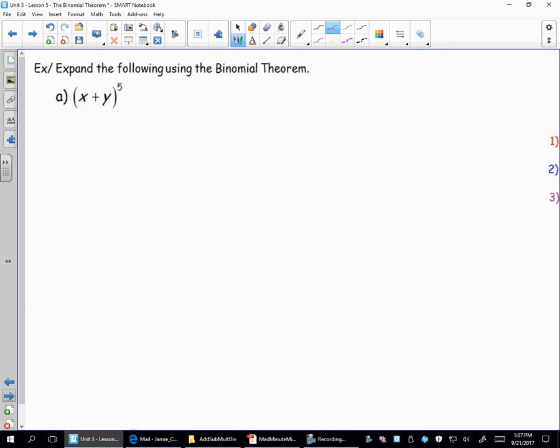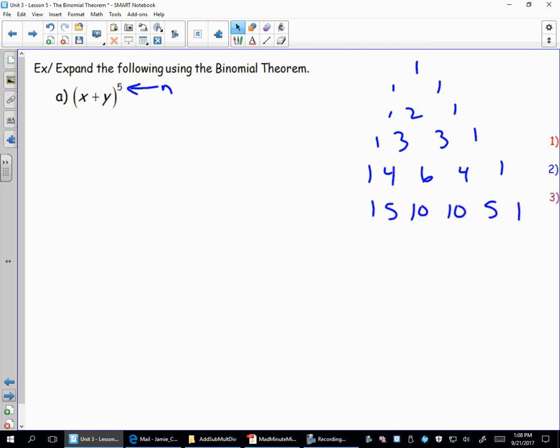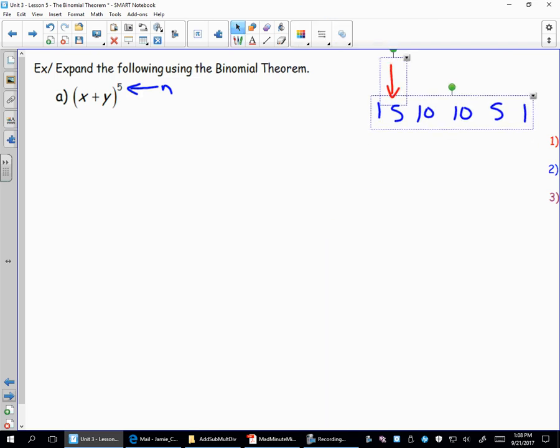Okay, so let's try one. I want to expand this using the binomial theorem. So this is the next stage. My n is 5, which from Pascal's triangle, I can read out here real quick if we need it. Hopefully we have a sheet that has that on it nearby. I need to have the 5th row of Pascal's triangle. So I need those numbers. I know it's the 5th row because the second term is my row number. It's a 5.